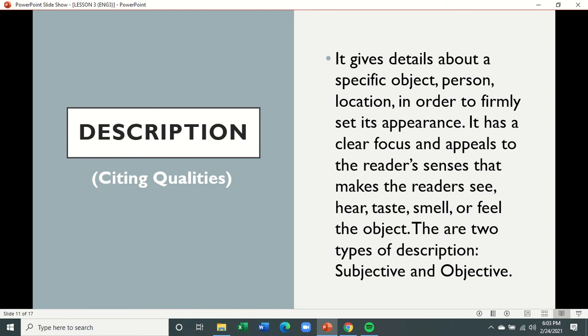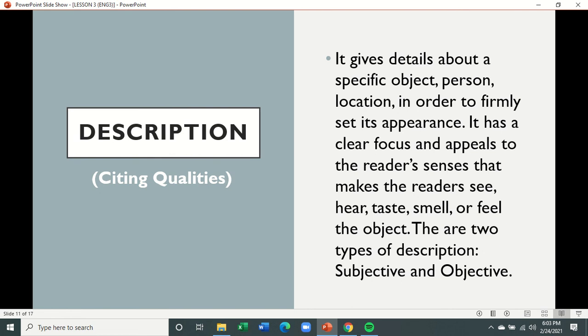We have description. When we say description, the main purpose of description is to describe. When you are describing, you are citing qualities. You are describing a person, an object, or a scenario. You are citing the qualities that they possess. So in this case, when you are describing, you should appeal to your five senses. When we say five senses, these are the sense of hearing, sense of sight, sense of smell, sense of taste, and the last one is sense of touch.